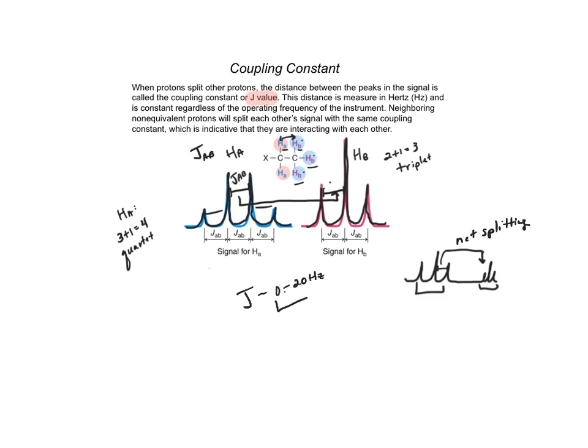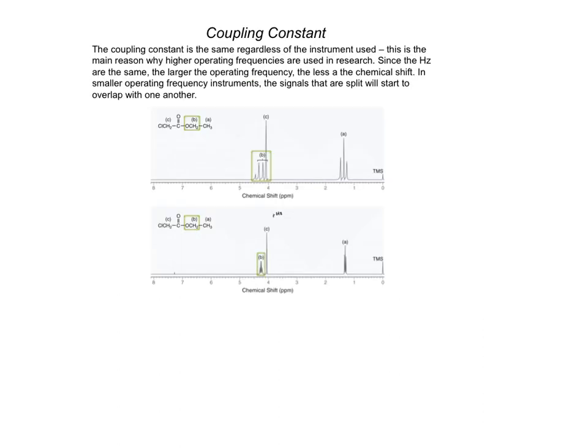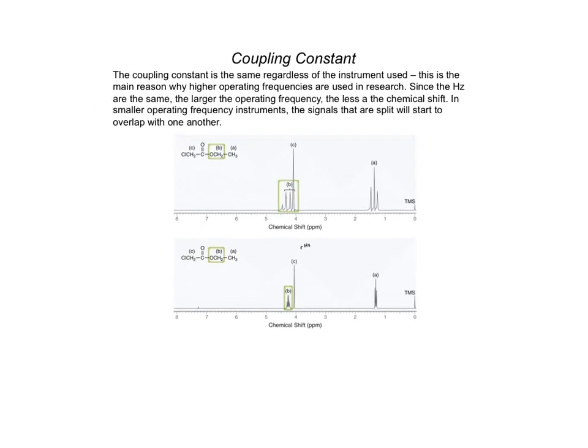And again, this is not going to change if we use a higher operating frequency instrument, okay? So we use a stronger magnet. Now, what's the big point behind that? Well, this is why we like to use higher operating frequency instruments, because this J value is constant. Let's say, for example, we had a situation where the J value here was, let's say, 7 hertz, right?